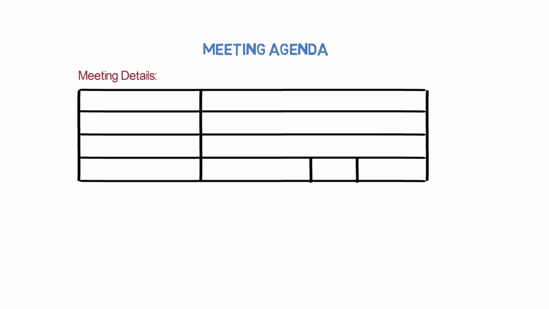In the meeting details section, you can create a table in this way and write 5 important details. Number 1, meeting name. It could be a general meeting or a specific meeting. You can give the theme of the meeting as the name. Number 2, meeting objective. You can write in this way: the objective of this meeting is to, and then the actual objective.